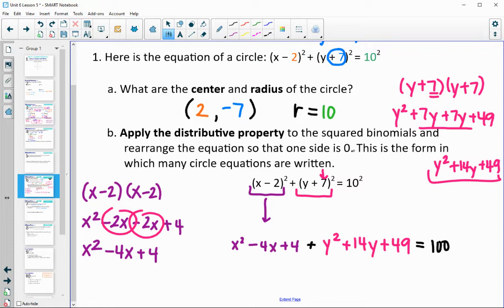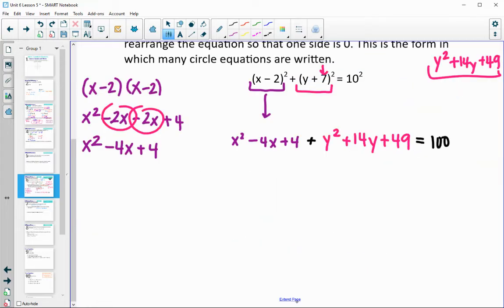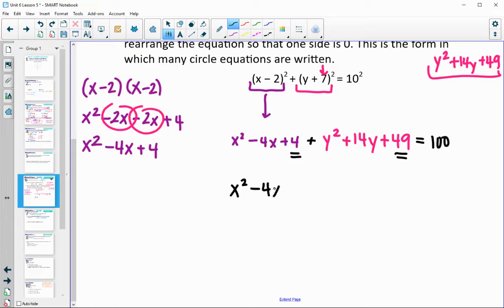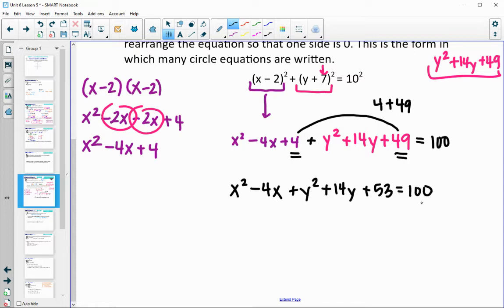So now we want to rearrange the terms so that one of the sides is 0. So we're going to bring this 100, okay, over to this side. So one thing we can do is put these two terms together because they're both constants. So we can just leave the x squared minus 4x, the y squared plus 14y, and then we can combine these together, 4 plus 49. Okay, so we actually have a total of 53 there, equals 100.